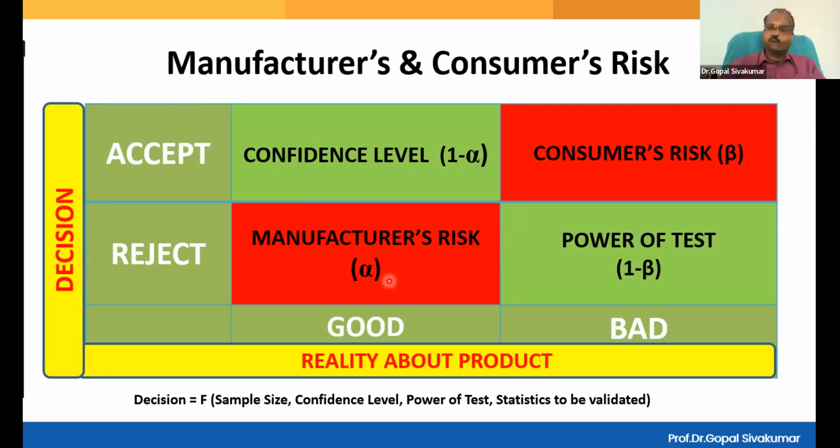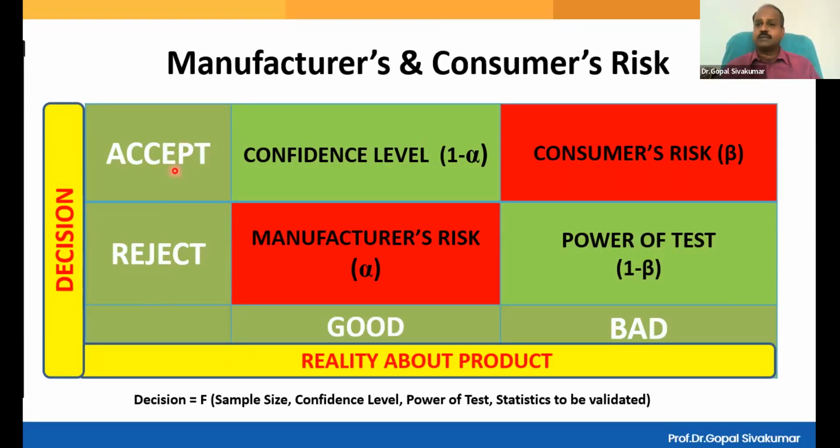How much manufacturer's risk is acceptable? Because if I have to eliminate it, then I should do a full audit. Full audit is impossible, so I have to live with it. So I'm fixing that. Generally, it is fixed as 5%. When I say alpha is 5%, it simply means I can commit this type 1 error to a maximum of 5%, not more than that. Which means 95% of the time, a good lot must be accepted and should be dispatched to the customer.